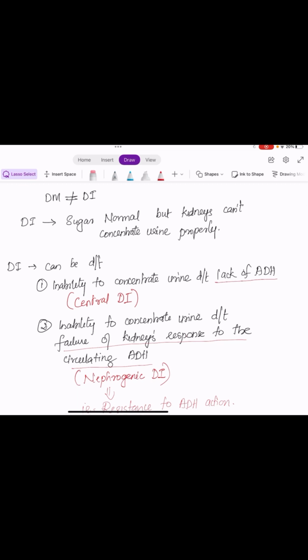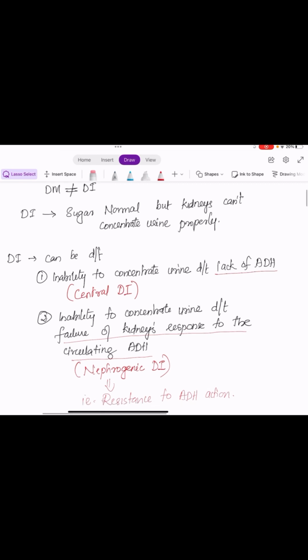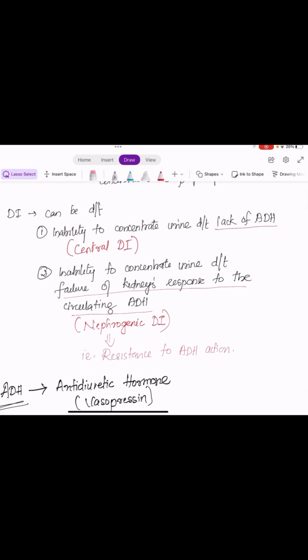DI can be due to inability to concentrate the urine due to lack of ADH, known as central DI, or it could be due to the inability to concentrate the urine due to failure of the kidneys' response to circulating ADH, called nephrogenic DI. So, patients will have ADH resistance.